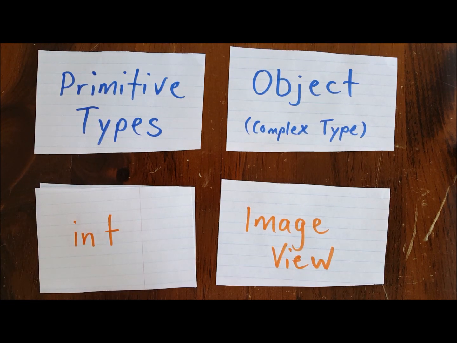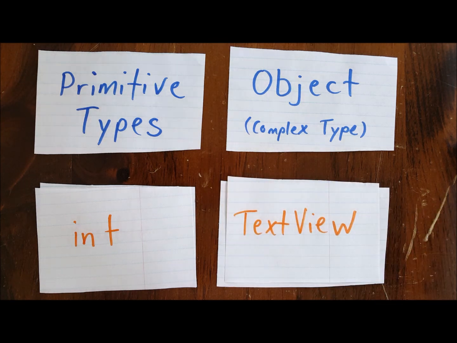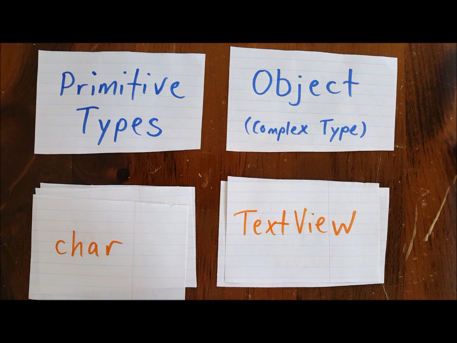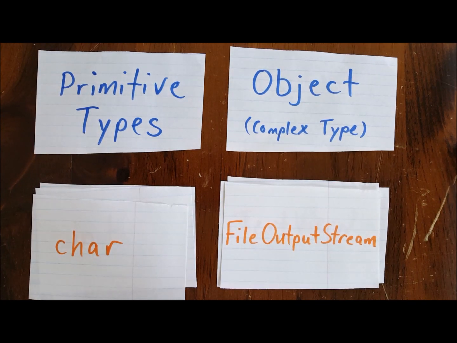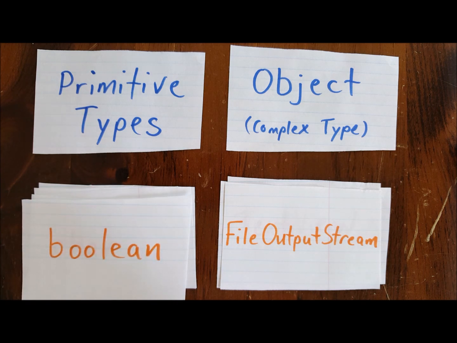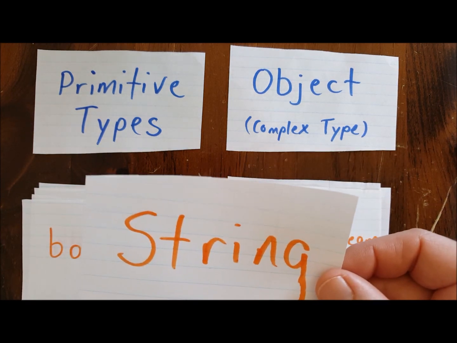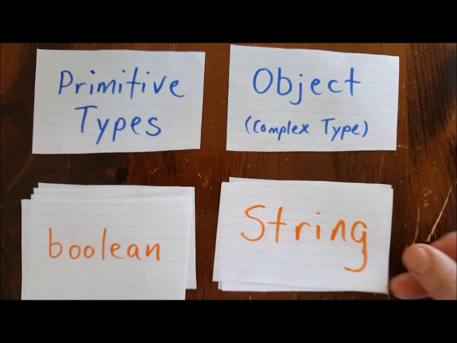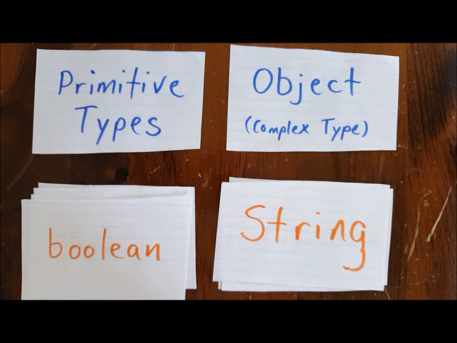Int was another example of a primitive type, whereas a text view is another example of an object. A char is another example of a primitive type, and a file output stream is another example of an object. We can read and we can write and flush and all those other things with this object. Another example of a primitive type was a Boolean. And then a last one, which I think might be a little tricky for you, is a string. A string is actually an example of an object. And if you recall, we actually did a unit where we learned a whole bunch of string methods like replace and those kinds of things, and that's what differentiates them.